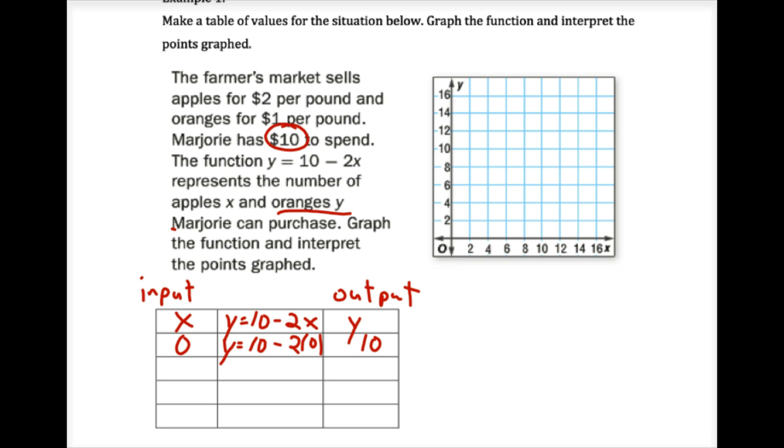But we're going to assume we're going to spend all our money. X and Y stand for pounds of apples and oranges, not money. The money is the 10.